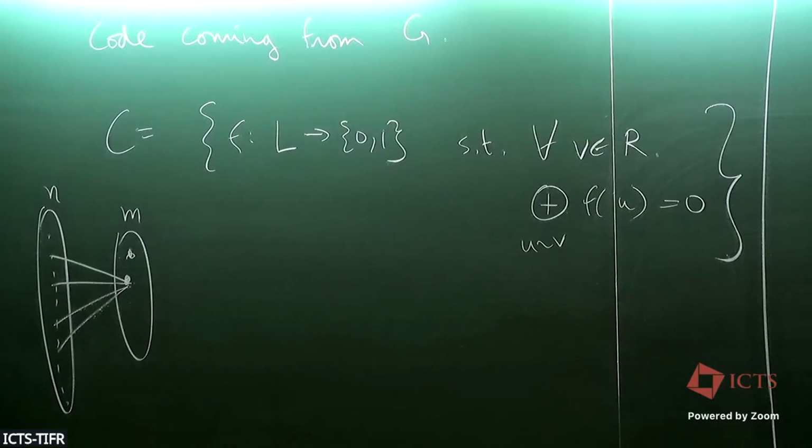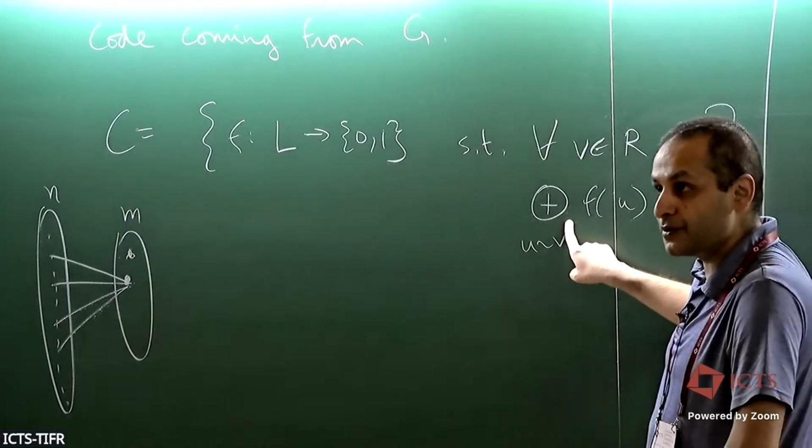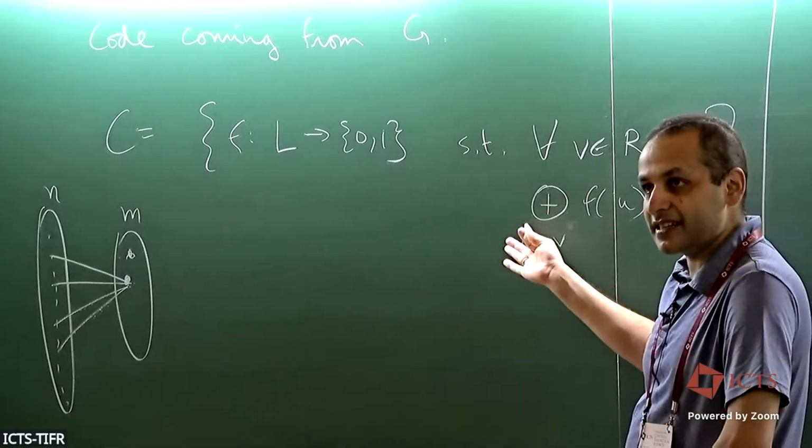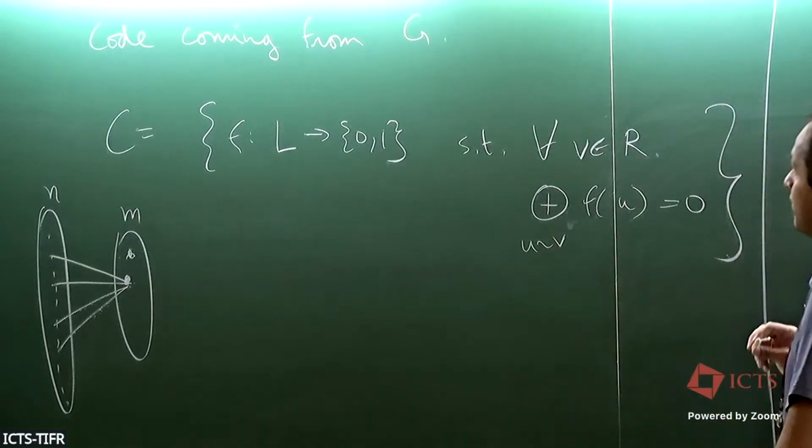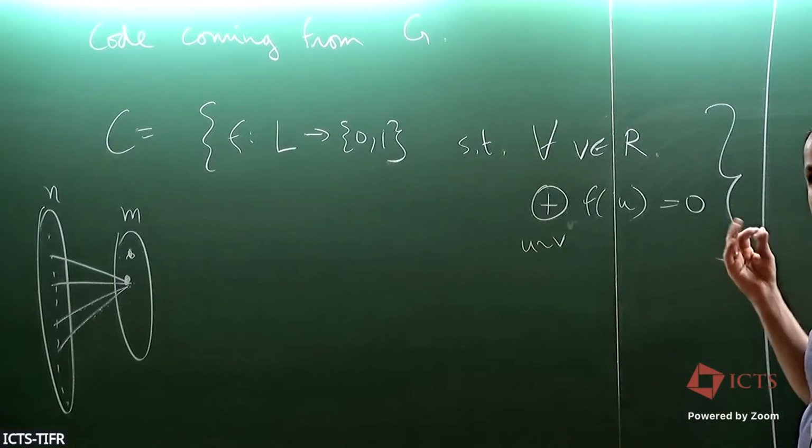C is a linear code, is that clear? It's a linear code over F2. The {0,1} is now F2. The parity is basically sum mod 2. It's a linear code because it's defined by linear constraints. What is the dimension of the code?